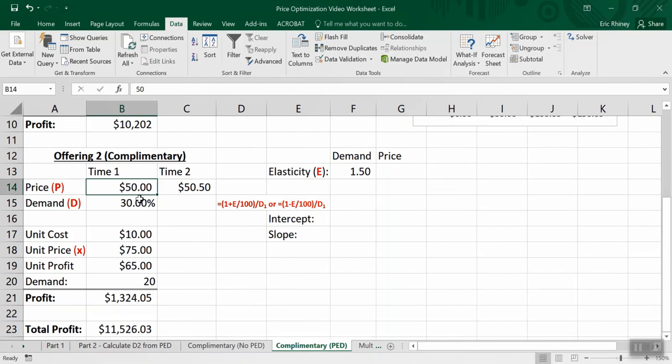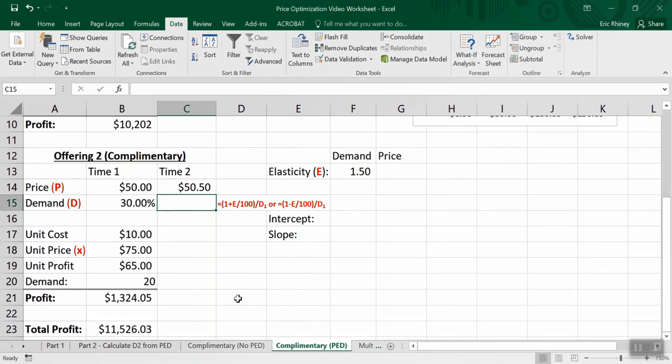Now we can calculate what our demand will be at time 2. All right. So if you remember in the last section, I showed you how to make this calculation. In this case, we are increasing our price. That means our demand has to go down. So we'll use this second equation here.